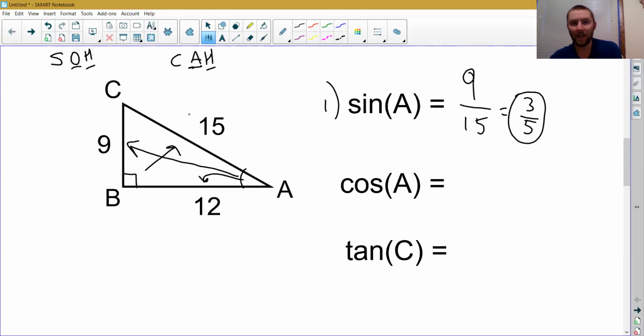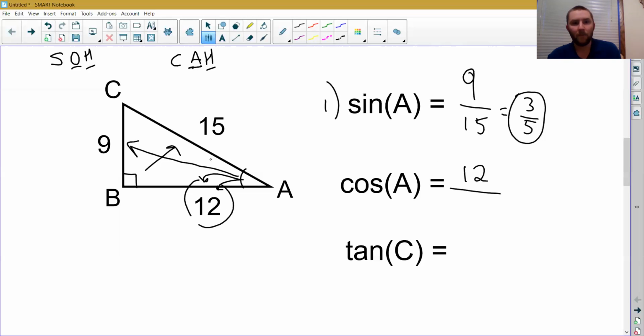The one that's not the long one, but the leg, the shorter of the two, or the two shorter ones, that's close to the angle I'm talking about. So angle A is here. The adjacent side is right next to it. So it's 12 in this case. So 12 is my adjacent side.